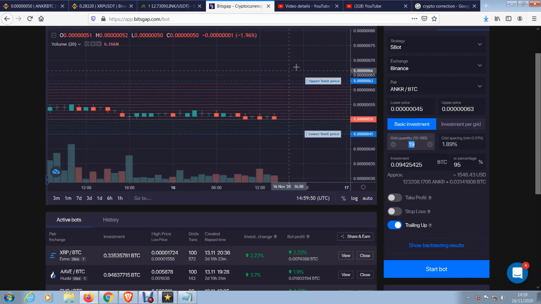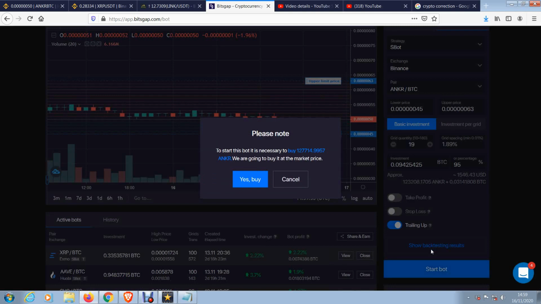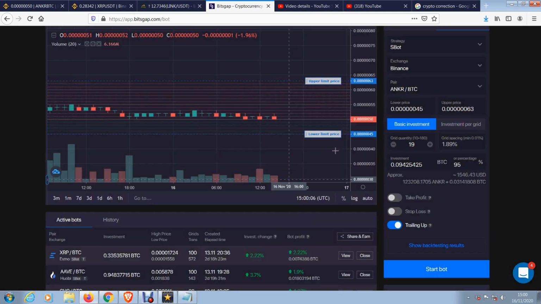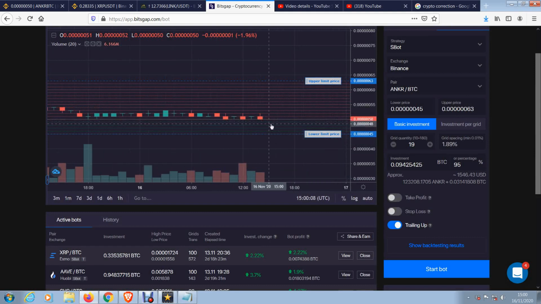So all I'd need to do now that the grids are in place is click start bot, and it'll tell me it's necessary to buy this amount of Anchor. Are you going to do this at the market price? Now this is something you might want to consider. Is the market price at its lowest point for the moment? I would imagine the market price would be between these two sats, but if you wanted, you could do this manually beforehand, or you could just allow it to be bought at the market price.